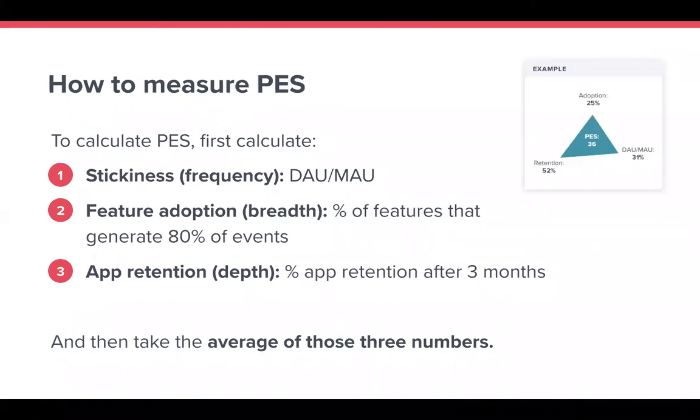So how do you measure this? First, calculate your stickiness, which we walked through today, by looking at your frequency, which is your daily active users over your monthly active users. The next would be breadth, so feature adoption, the percentage of features that generate 80% of events is one way. And then the third would be depth, app retention, so the percentage of app retention after 3 months. So frequency, breadth, and depth are the three components, and you take the average of those three numbers to calculate the product engagement score, or PES.